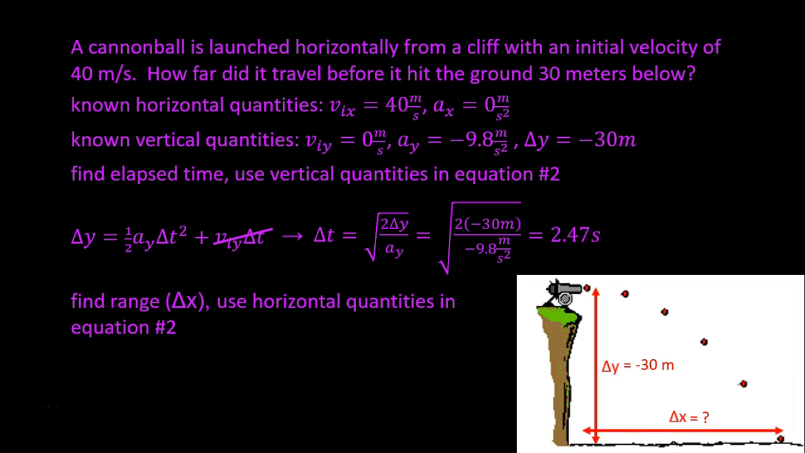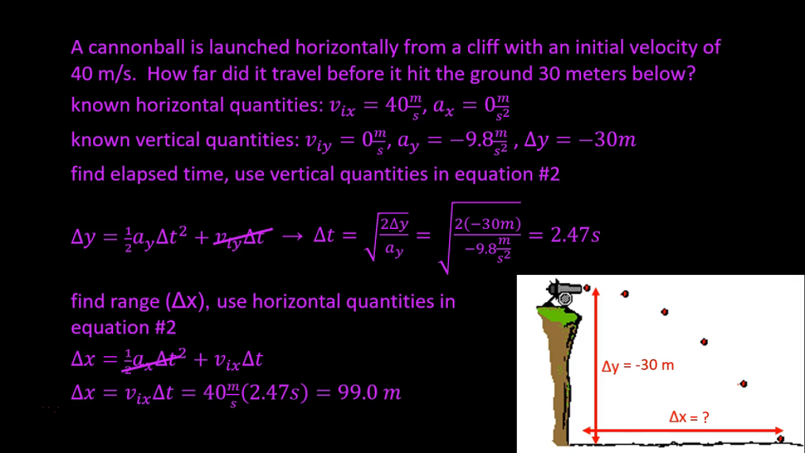We can use that information to find the range, the horizontal displacement, by using our horizontal quantities in equation 2. And so here we have equation 2. Horizontally, the acceleration is 0, so this first term with delta t squared goes to 0 and we can ignore it. We go ahead and plug in our initial velocity and our elapsed time, and we find out that the cannonball traveled 99 meters horizontally before it hit the ground.